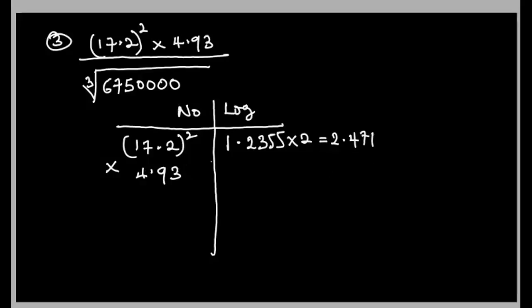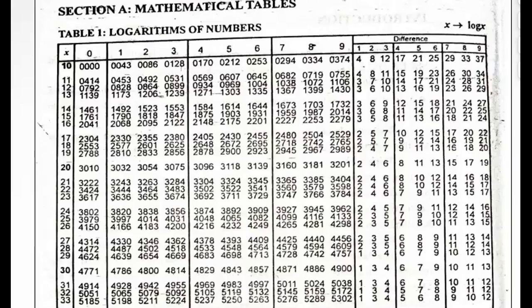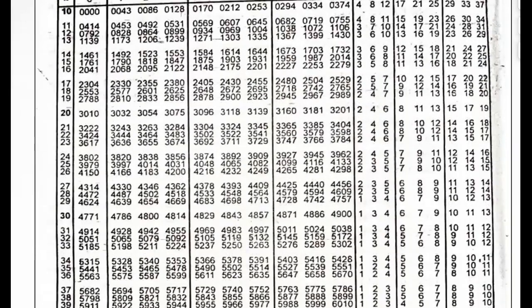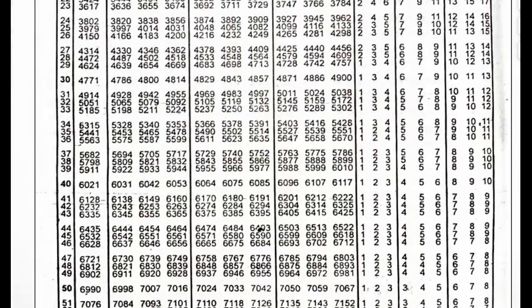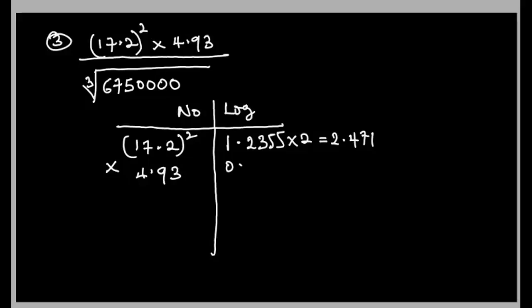There's only 1 digit in the whole number. Do a minus 1, I will have 0. And then we find 49 under 3 in logarithm. 49 under 3 is 6928. So we write it down here as 6928.